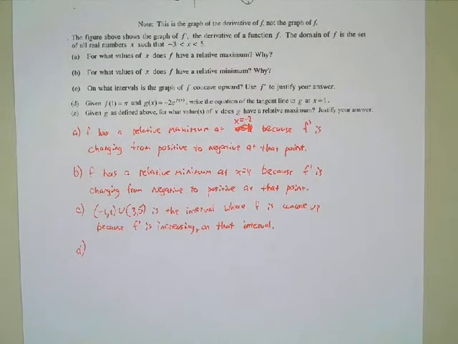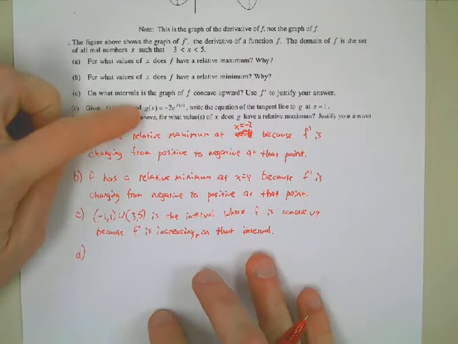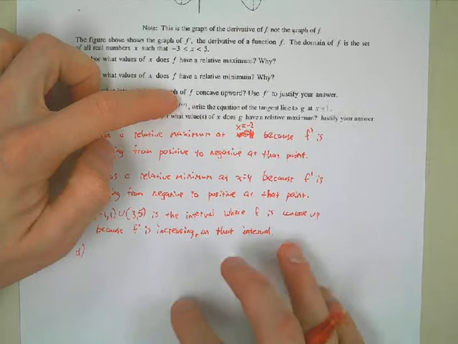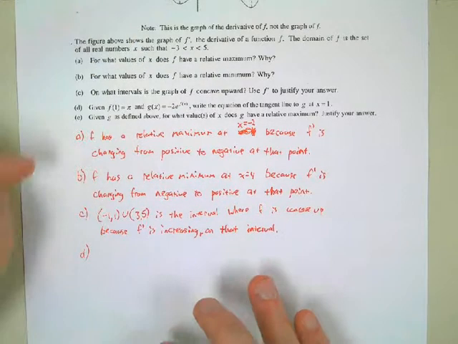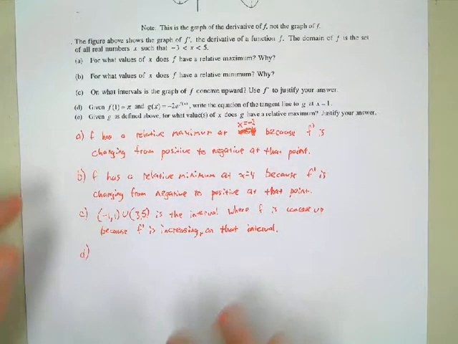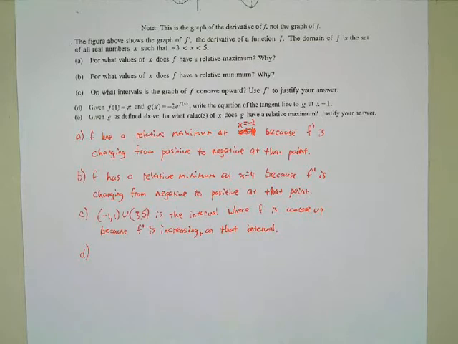Given f of 1 is equal to pi, and g of x is equal to -2e to the f of x, write the equation of the tangent line to g at x equals 1. Okay, so again, we have to break down what do we need to write the equation of a tangent line. Let's go to someone. So Jack, what do we need to write the equation of a tangent line? You need the derivative.